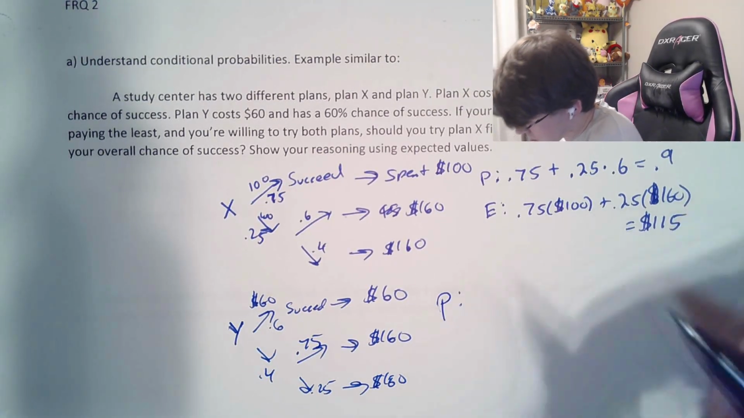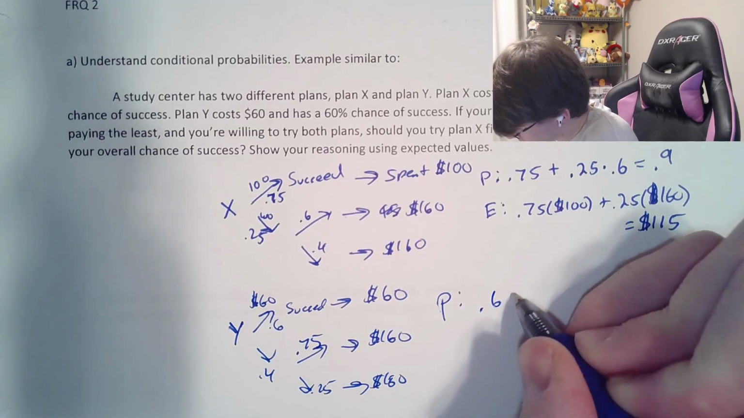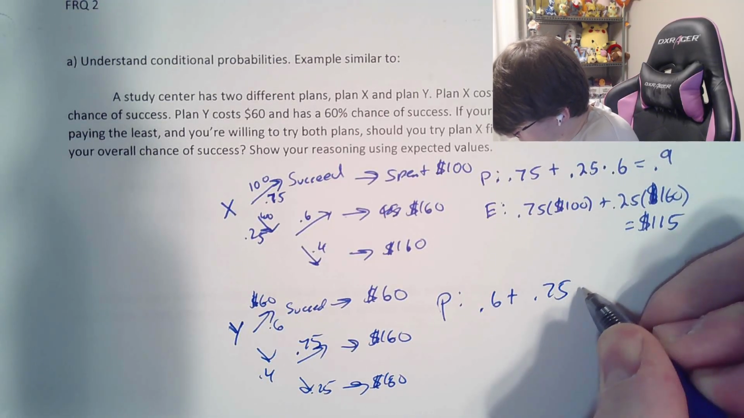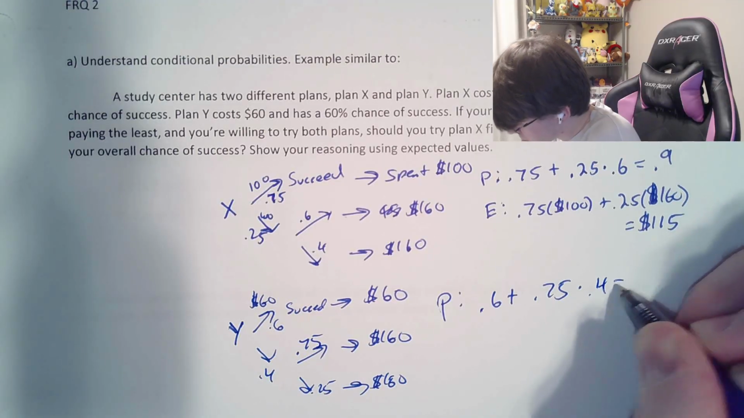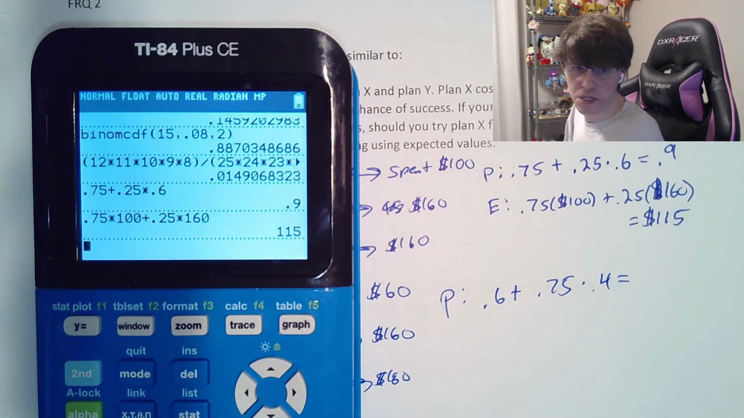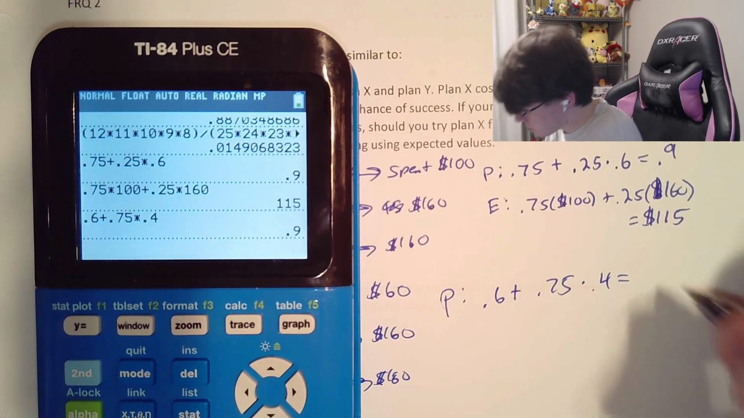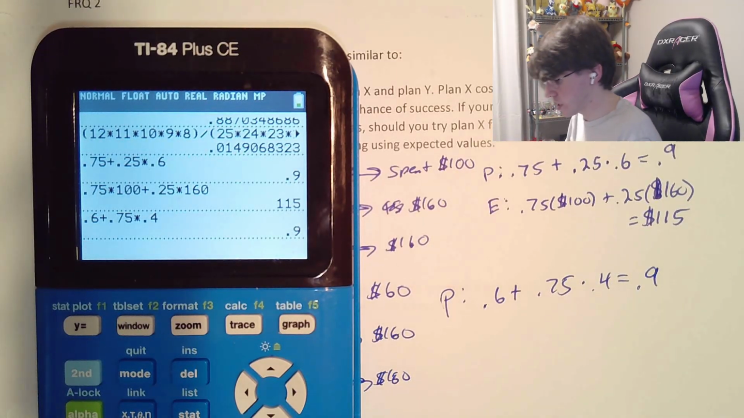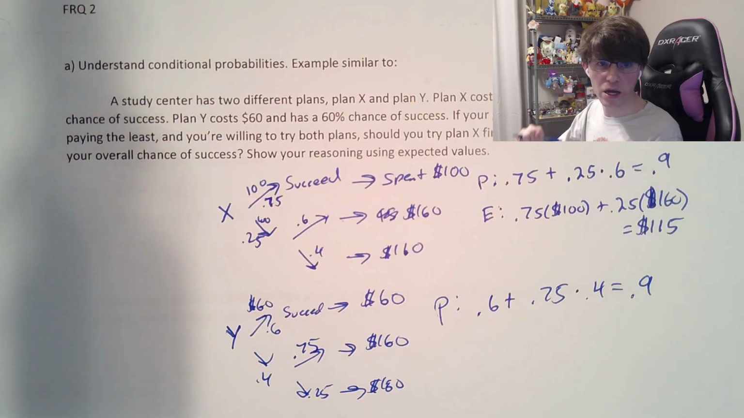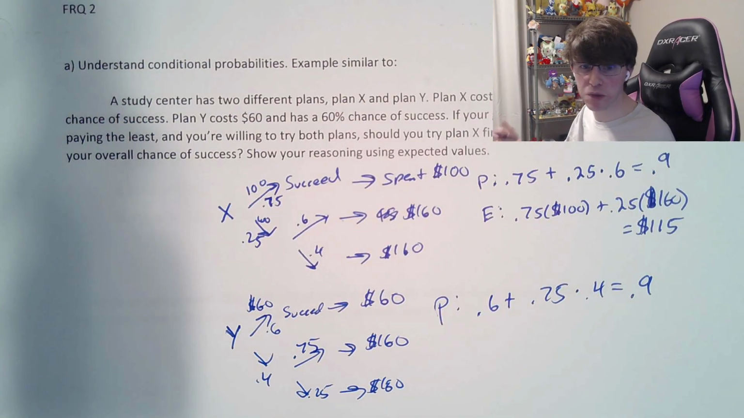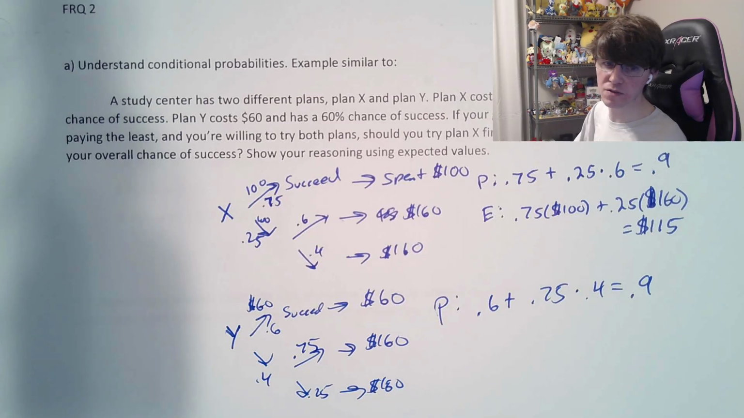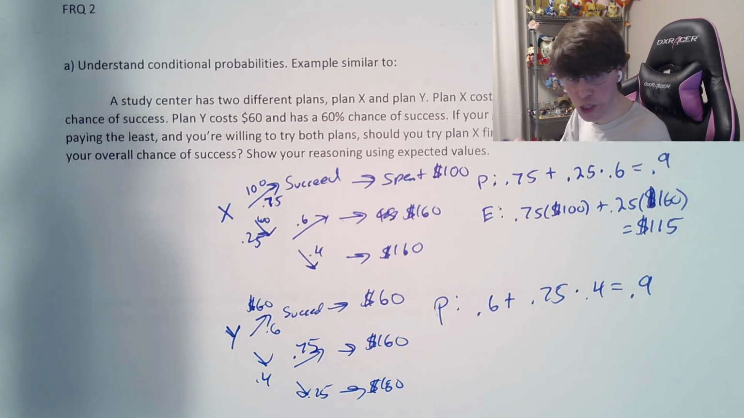Okay, so what's this one? Your probability of success on this one is going to be 0.6 plus 0.75 multiplied by 0.4. So let's find out what your chance of success is. 0.6 plus 0.75 times 0.4. So you have 0.9, and that's kind of expected, right? Because regardless of whether you try Plan X or Plan Y, if you try both of them, you have a 90% chance of succeeding. But let's see, is there a difference in the money?